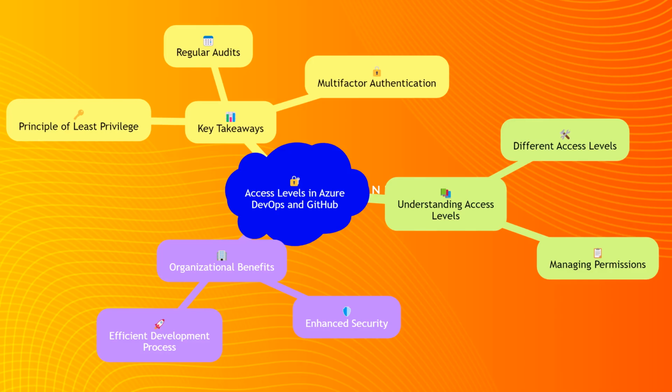In conclusion, recommending appropriate access levels in Azure DevOps and GitHub is a critical aspect of developing a security and compliance plan. By understanding the different access levels, managing permissions effectively, and following best practices, organizations can ensure a secure and efficient development process. Key takeaways include the importance of the principle of least privilege, regular audits, and the use of multi-factor authentication to enhance security.